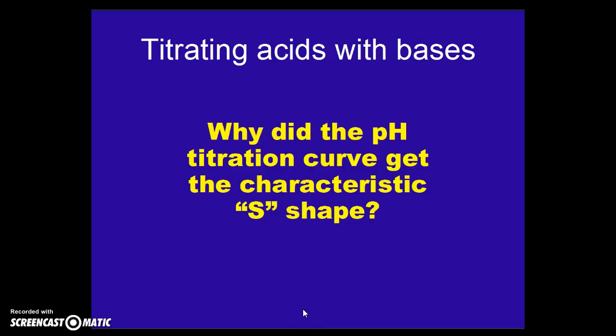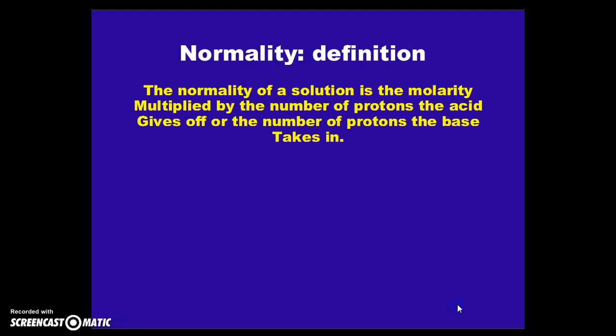This is a study of titrating acids with bases, and we want to see how the pH titration curve gets the characteristic S shape. We start off with a definition of normality. The normality of a solution is the molarity multiplied by the number of protons that the acid is giving off, or by the number of protons the base takes in.